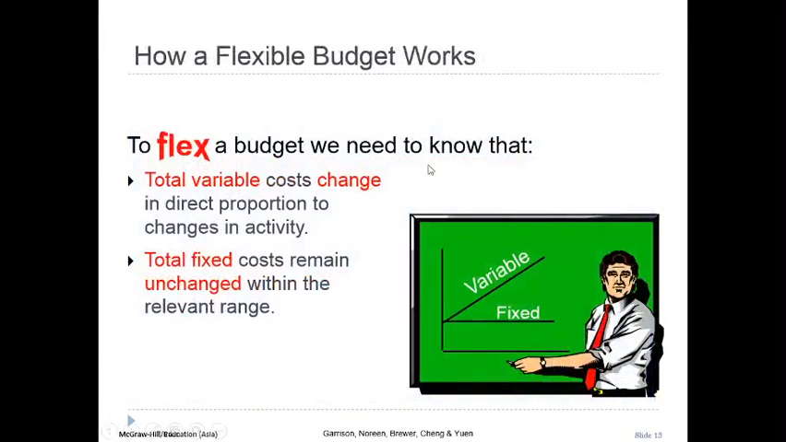So to flex the budget, we need to know that total variable cost changes in direct proportion to changes in activity. Okay, so the higher the activity here, therefore the higher the variable cost will be as well. And then the total fixed cost will remain fixed, will remain unchanged within the relevant range. Okay, so this will be the total activity. Okay, no matter how high the total activity will be, the cost will be fixed at the relevant range. However, when the activity increases, therefore the variable cost also increases here.